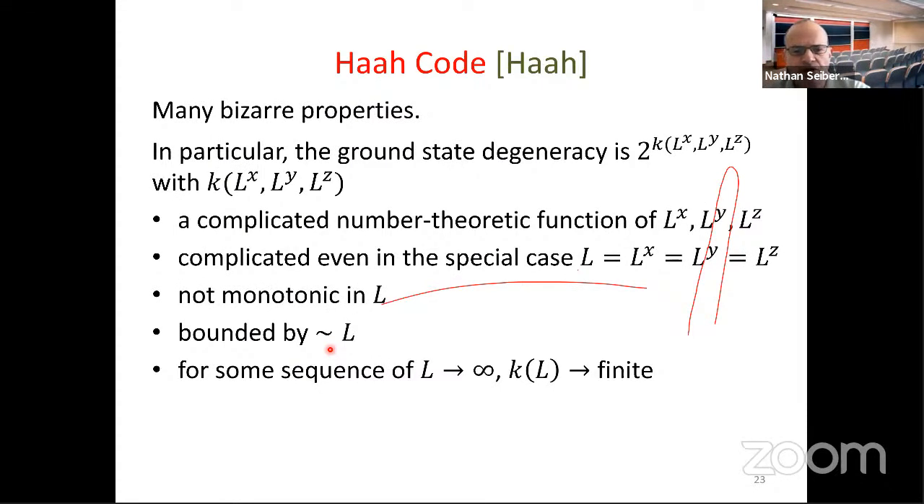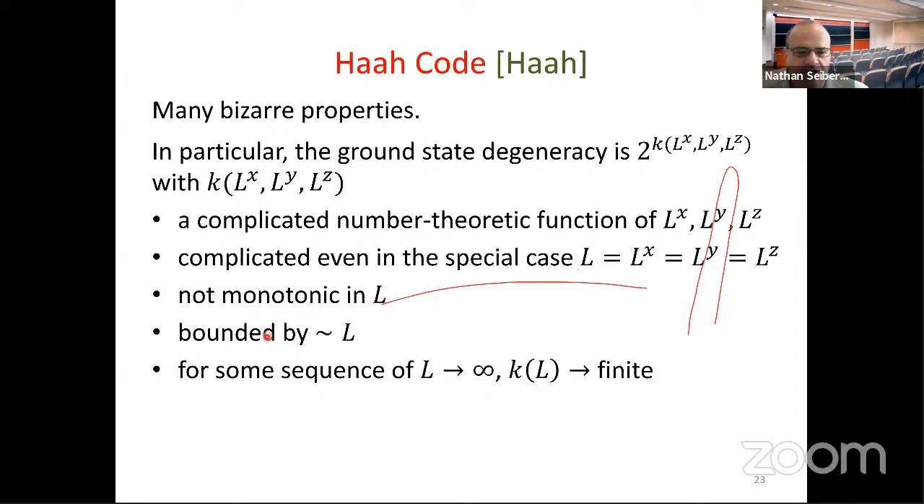Again, the ground state degeneracy is quite complicated. It's 2 to a power, but that power is much more complicated than before. It's a number theoretic function of Lx, Ly, and Lz. Before it was a linear function, and now, even if we take all of them to be equal, it's still a complicated function. And this function is not even monotonic in L. So we add another layer to the lattice, and suddenly we lose most of the ground states. We add another layer to the lattice, we have many more states.